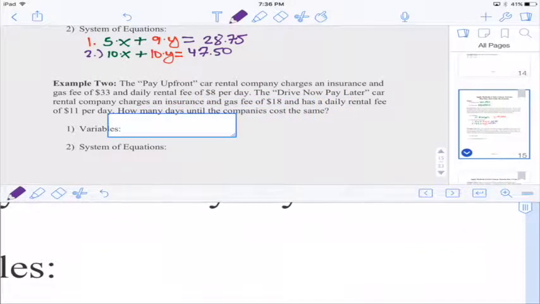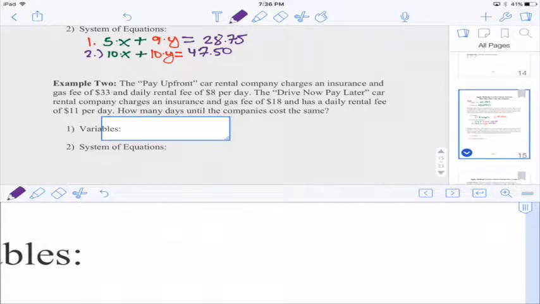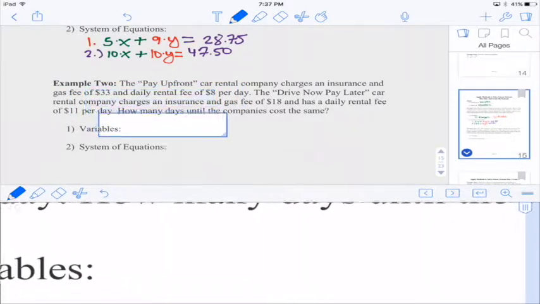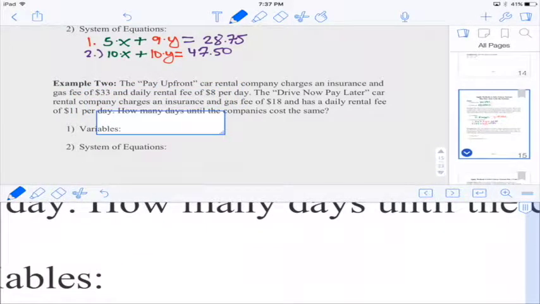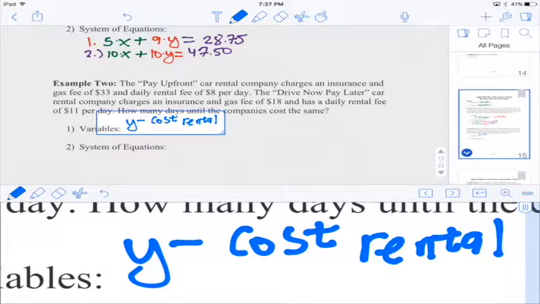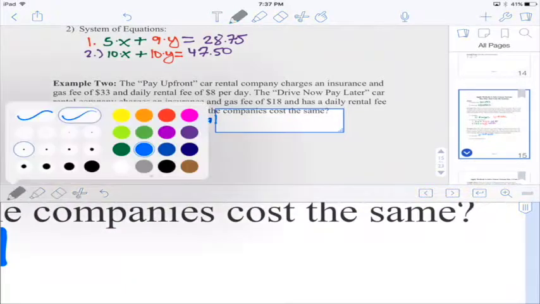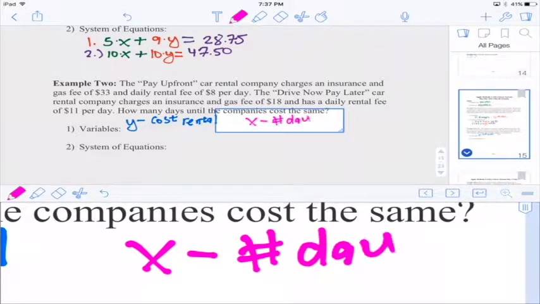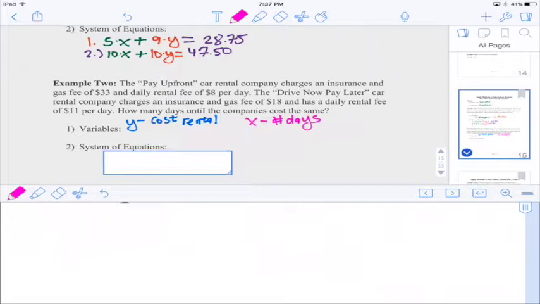So first we need to define our variables. So let's use x and y again. On this one, our variables are going to be a little different. We're going to have the cost of the car rental and the number of days that we rent. So I'm going to call y the cost of the rental, and I'll show you why I'm going to do that in a second. And x is going to stand for the number of days. So we're going to write two equations.